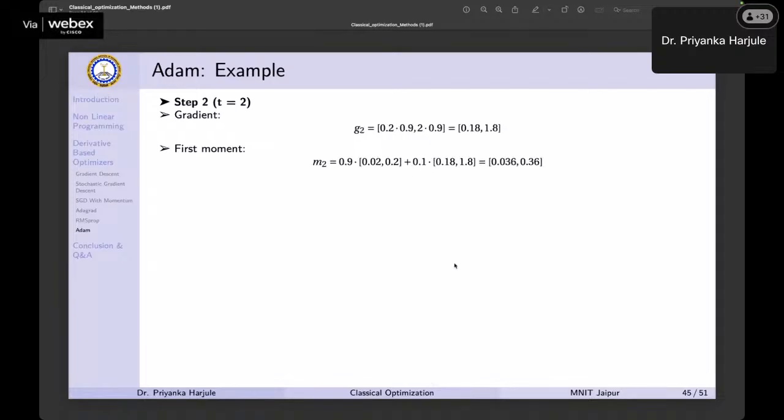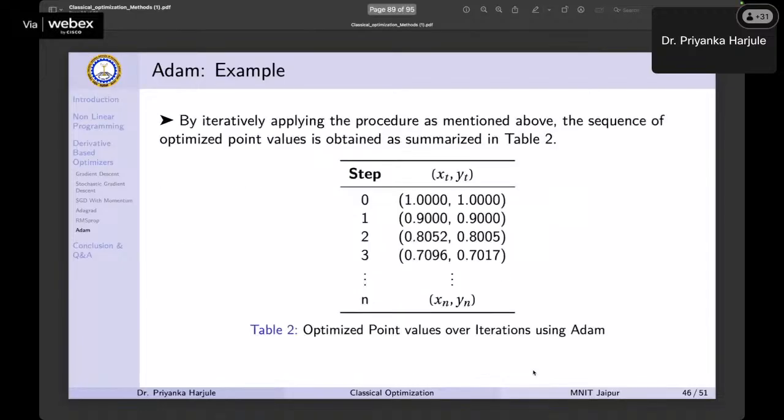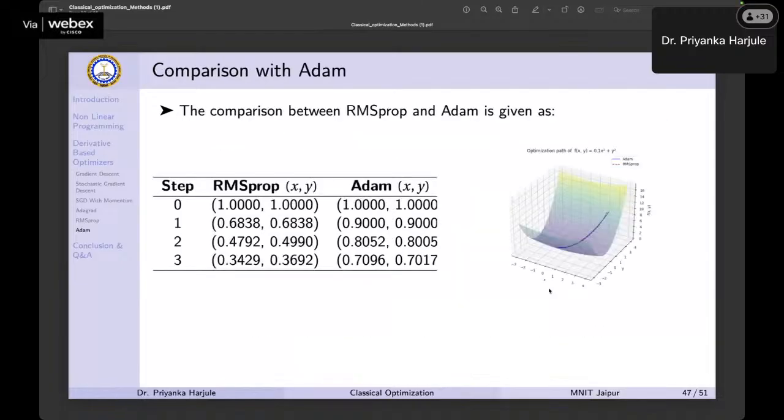Similarly, for the second step, we do the same thing and we get the next update to be 0.8 and 0.8. So now you see here, unlike RMS prop, there are no initial jumps, and it is converging very quickly to the minimum point. So this is how Adam works very nicely.